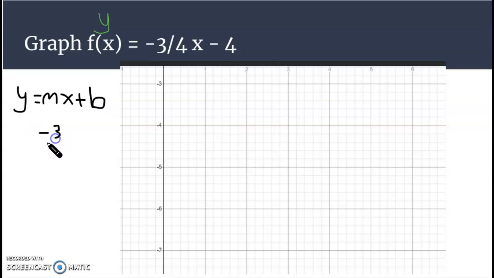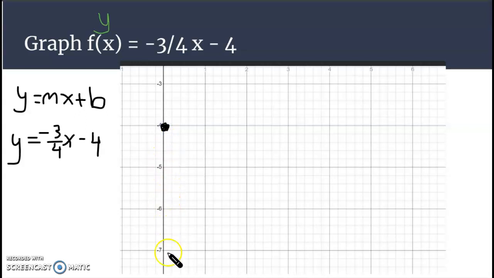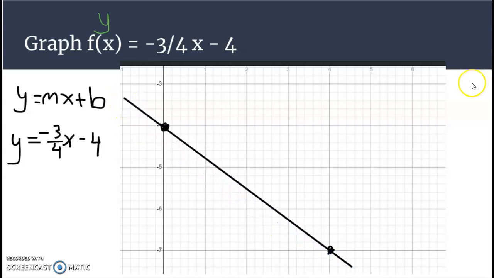So negative 3/4, we see how that is our m, our slope, and our b number, our y-intercept, is a minus 4. So in order to graph this, we'll put a dot at negative 4 on the y-axis, and to get the next point we'll go down 3 and to the right 4 to find our other point. We can then connect it with a straight line, and that is how we can graph the function negative 3/4 x minus 4.